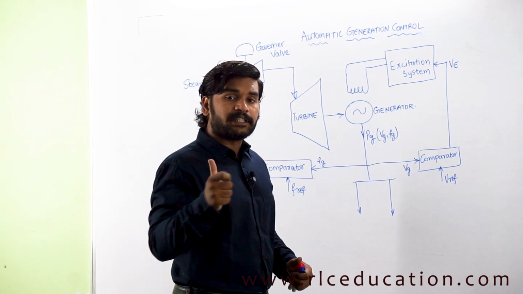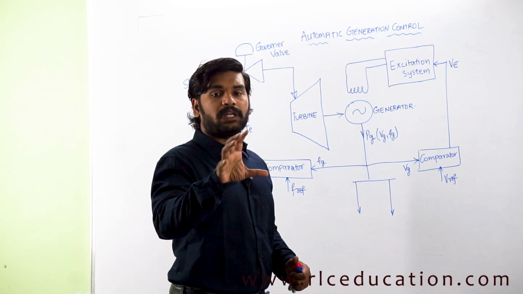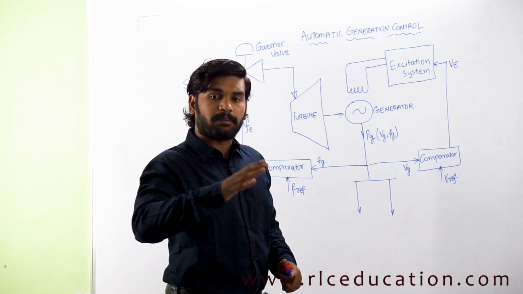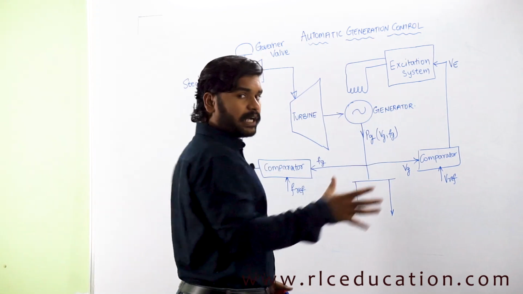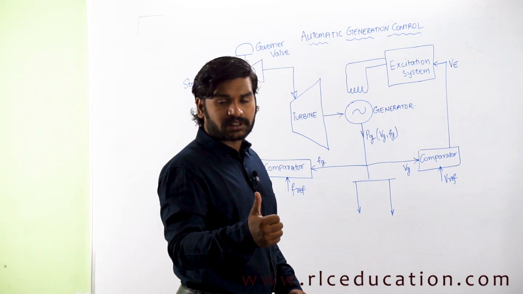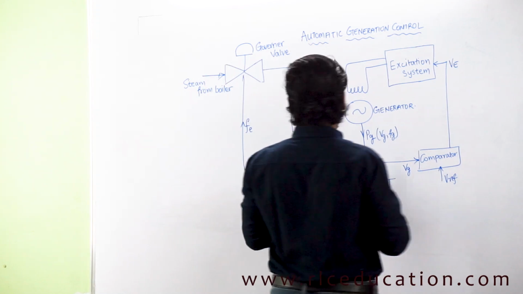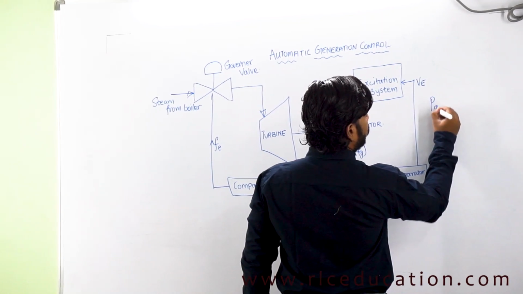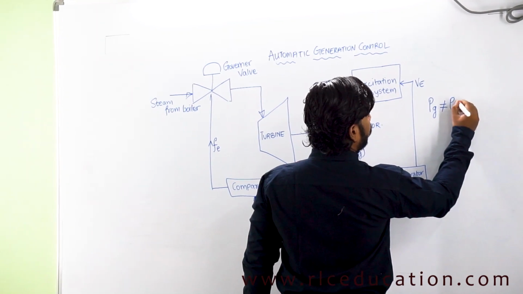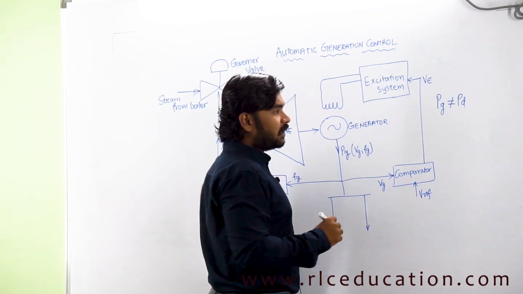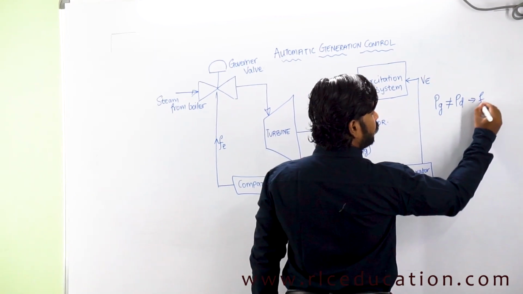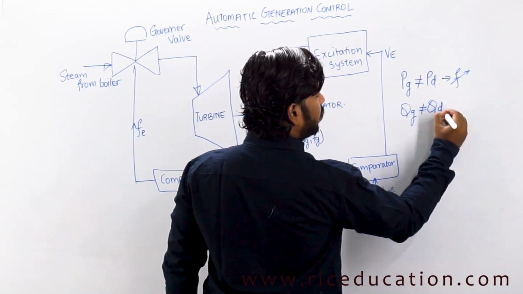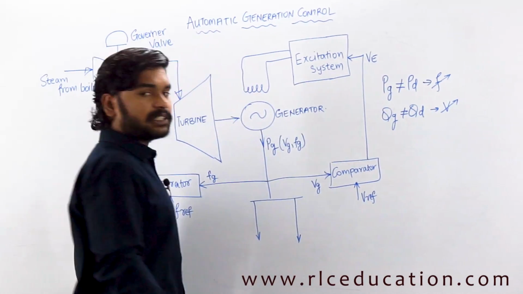And why does the necessity to control voltage and frequency arise? Only if there is a mismatch between active power generation and demand, and reactive power generation and demand, isn't it? To do that control, there are basically two techniques. Let us see why we need frequency control. Whenever the active power generated is not equal to the active power demand, frequency control is necessary. When reactive power generated is not equal to the reactive power demand, what has to be controlled? Voltage has to be controlled.